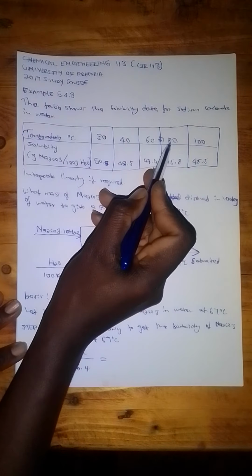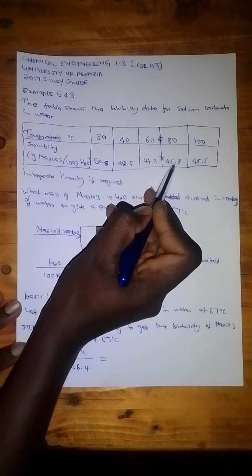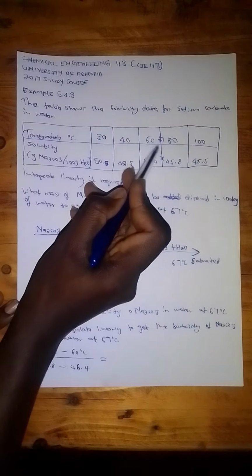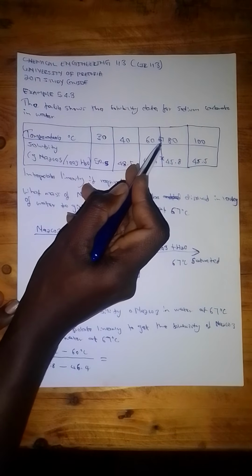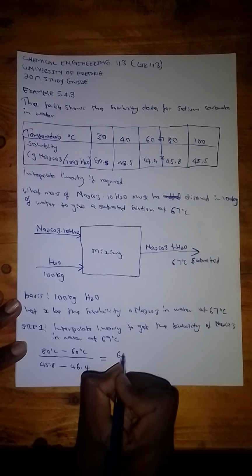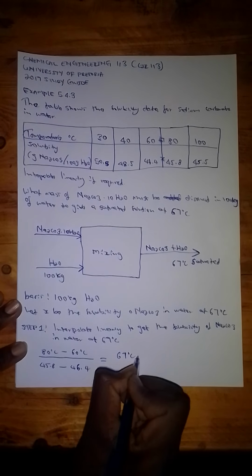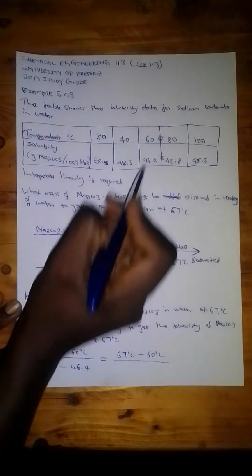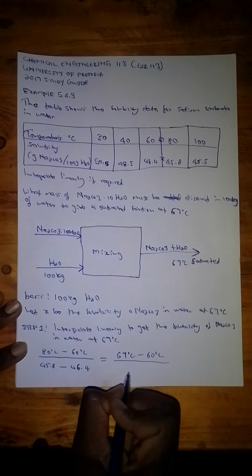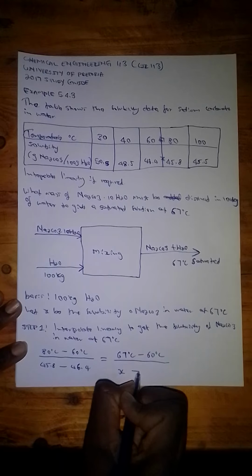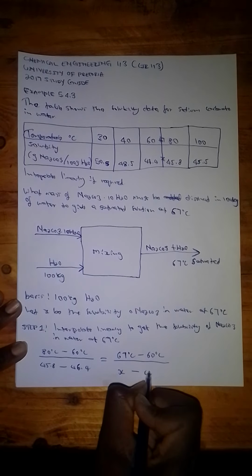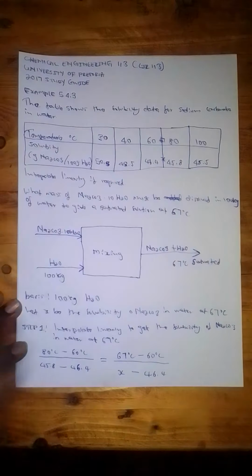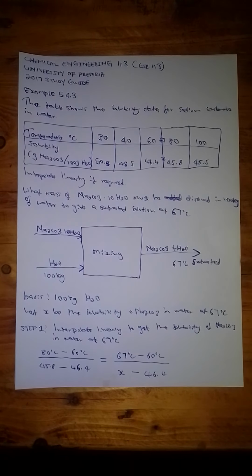So 80 minus 60 over 45.8 minus 46.4 is equal to, now we come here, we say 67 degrees Celsius minus 60 degrees Celsius all over X minus 46.4, which is what goes with the 60 degrees. So that is actually our equation.